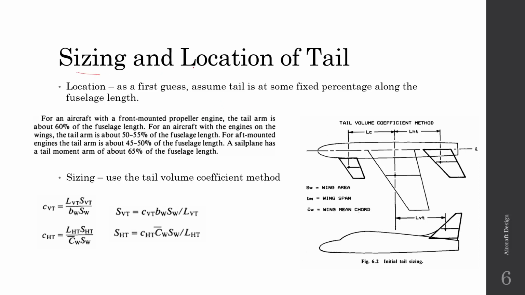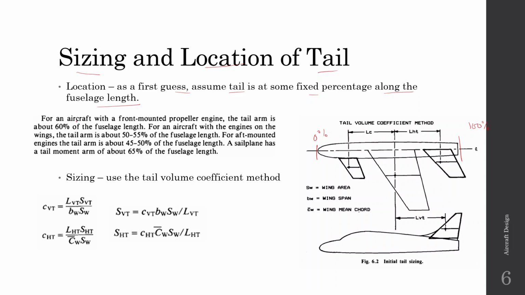So now we come to the sizing and location of the tail. The tail consists of two parts, the horizontal tail and the vertical tail. For the location, as a first guess, we assume that the tail is placed at some fixed percentage along the fuselage length. Like, say, if this is 0% and this is 100% of the fuselage length, we assume that the tail is placed at some fixed percentage, and we can modify this location in future stages of the design. But for now we can assume that it is placed at some percentage.